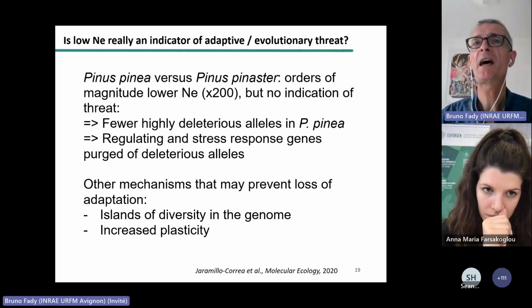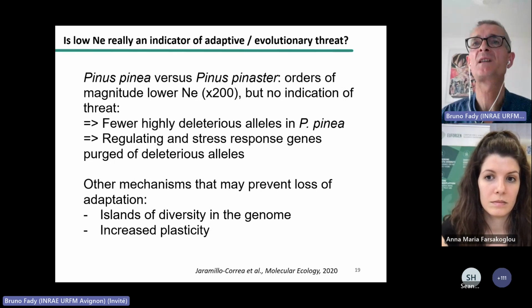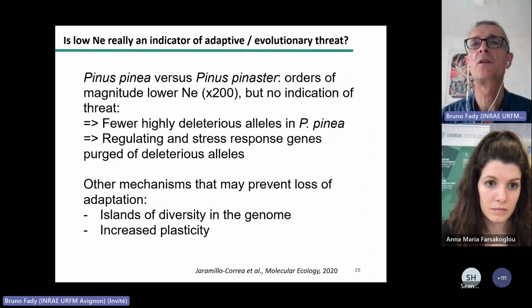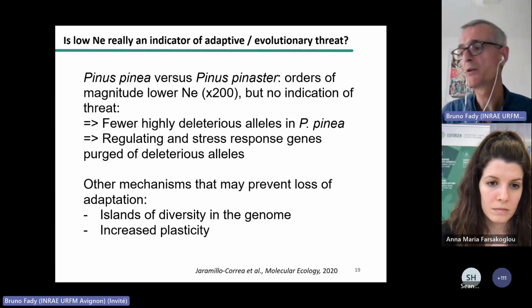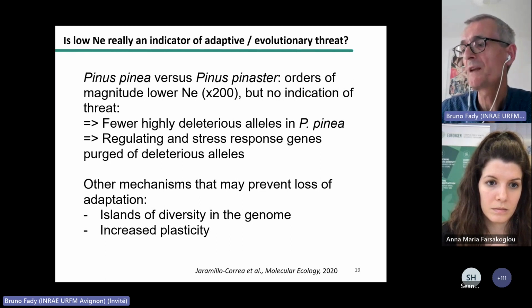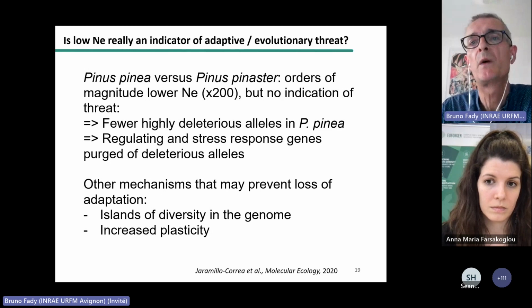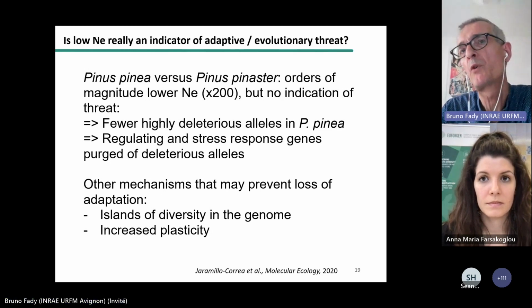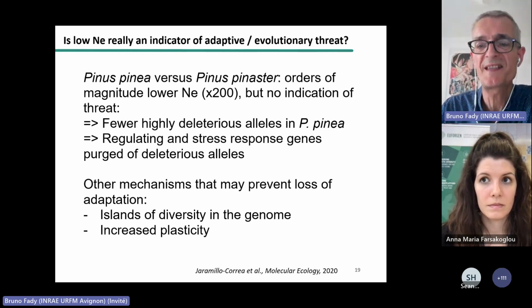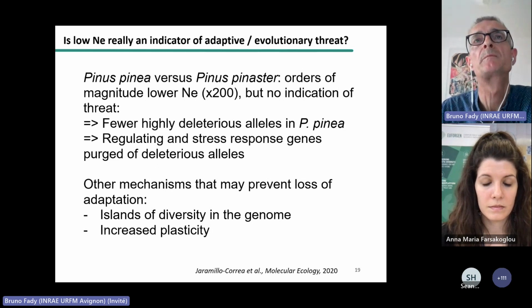So actually, we may have a system there where some mechanisms prevent the loss of adaptation, although effective population size is very low. For example, in islands of diversity in the genome, and also through increased plasticity. And I think plasticity is also a component that we need to consider when creating indicators of state of genetic diversity.